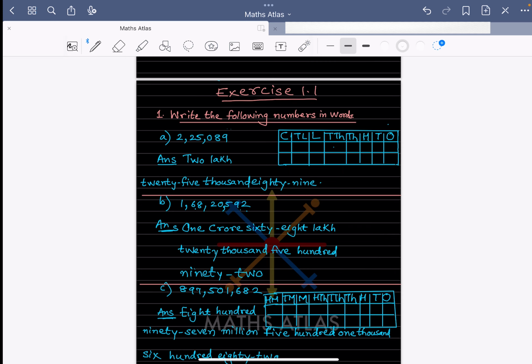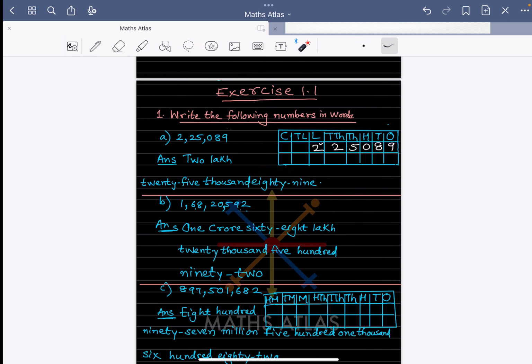Now this is 2,25,089. So let us start as I have told you, from the right hand side. So this is 9, 8, 0, 5, 2 and this 2. So what does this say? This 2 is on the lakhs place, isn't it? So we'll write here 2 lakhs. Again, now we will look at the thousands. Where is thousands? 2 and 5, that is 25,000. And what remains is 8 into 10 is 80 and this is 9, that is 89.